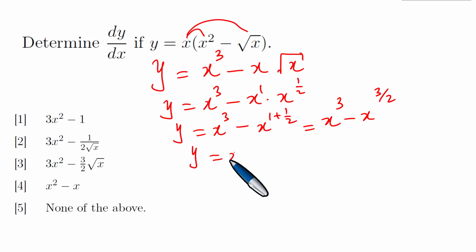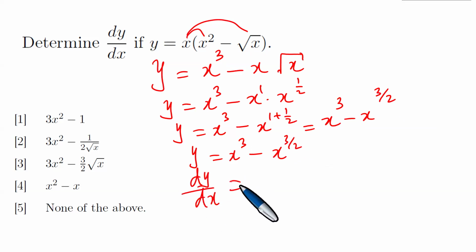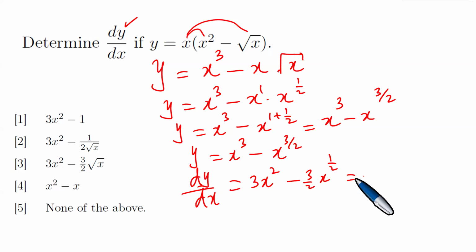Right, so if y is x cubed, x to the power 3 over 2, we find dy/dx. You bring down the 3, because we're using calculus, finding dy/dx. Bring down the 3 gives us 3x squared minus, bring down the 3 over 2 here, x to the power 3 over 2 minus 1, which is only 1/2. Upon careful examination, this is 3x squared minus 3 over 2 times the square root of x.